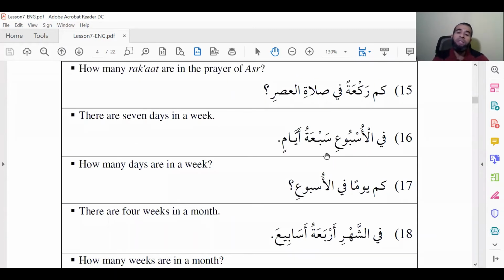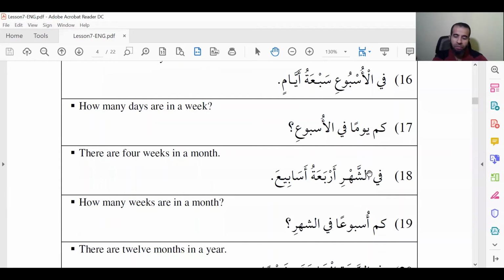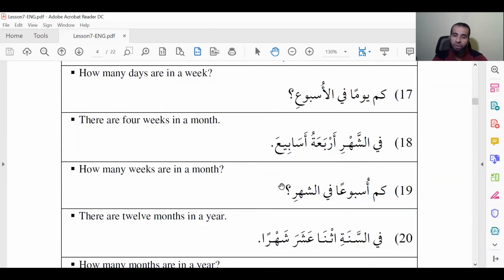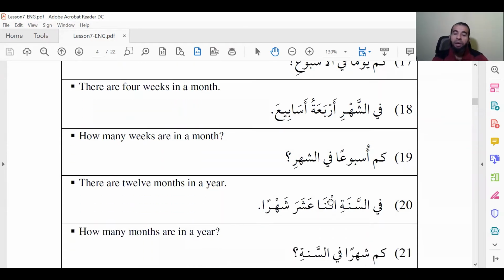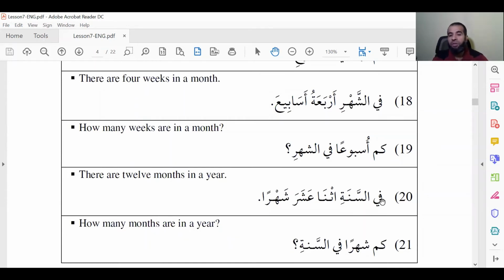So في الأسبوع 7 أيام. The question can be كم أيام؟ No, كم يوما؟ كم يوما في الأسبوع؟ في الأسبوع 7 أيام. في الشهر 4 أسابيع. The question كم أسبوعا في الشهر؟ Year means سنة. So we say here in the year 12 months. في السنة 12. And then we use singular.